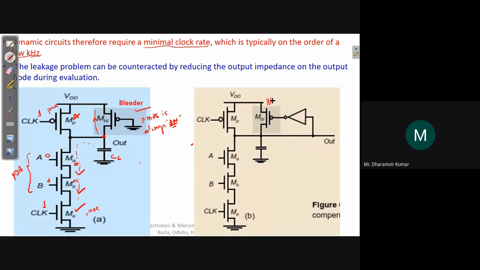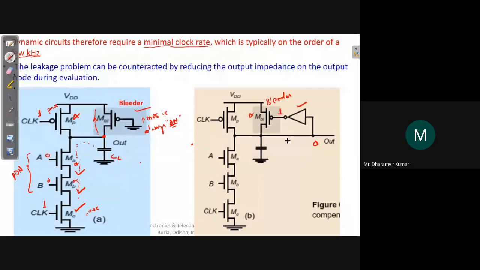Okay, so this is the same bleeder transistor. There is one small modification here: there is one inverter between the output and the gate of this bleeder transistor. So when the output is low, when output becomes 0, only then it will become high, and this will turn off. Okay, right?